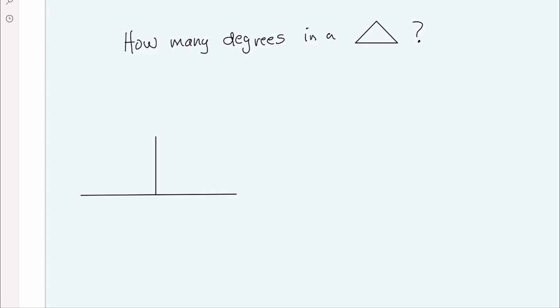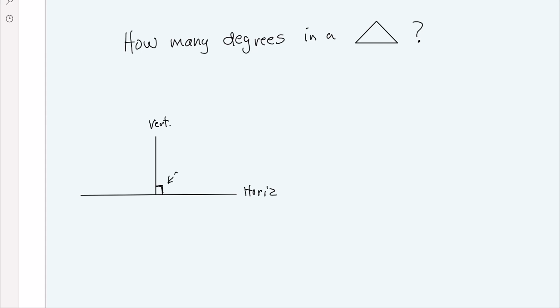Okay, how many degrees are there in a triangle? Just as a quick review. Well, let's look at this line over here where we have a horizontal line and a vertical line. Horizontal and vertical lines intersect at a 90-degree angle.